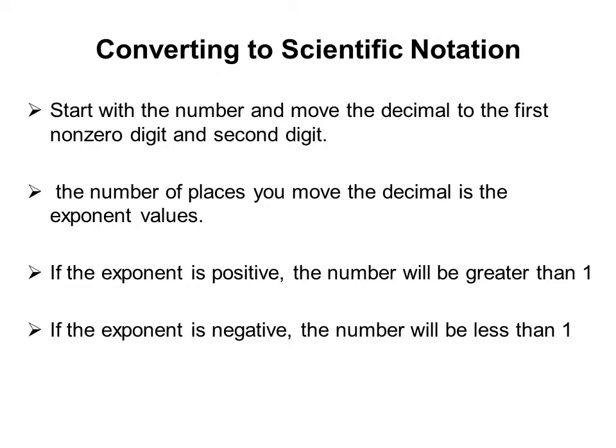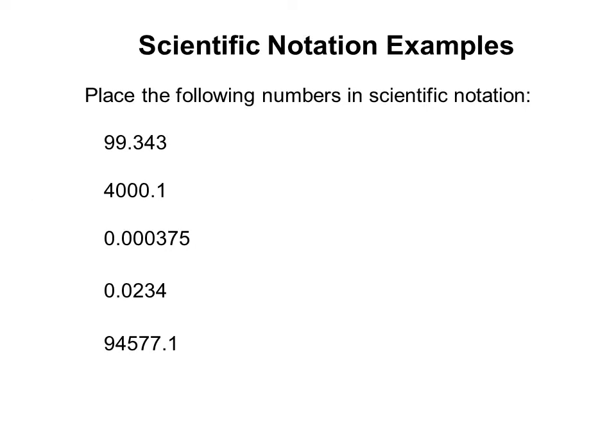So when we're converting from standard notation to scientific notation, we want to start with the number and move the decimal to between the first non-zero digit and the second digit. And we've seen that in the previous slide. The number of places you move the decimal point is the exponent value. If the exponent is positive, the number is greater than 1. If the exponent is negative, the number is less than 1. So let's look at some examples. Pause the video and see if you can express these numbers in scientific notation.